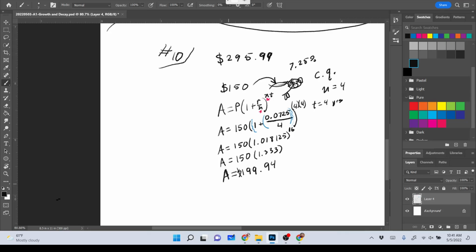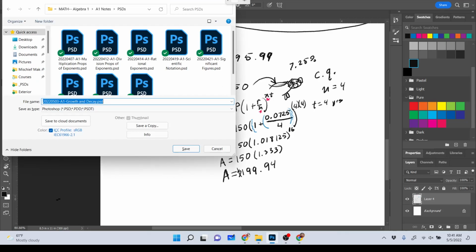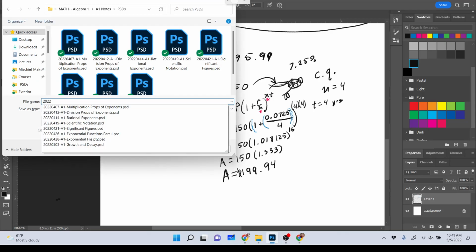7.7. Geometric sequences as exponential functions. Is this 7.7? Yep.